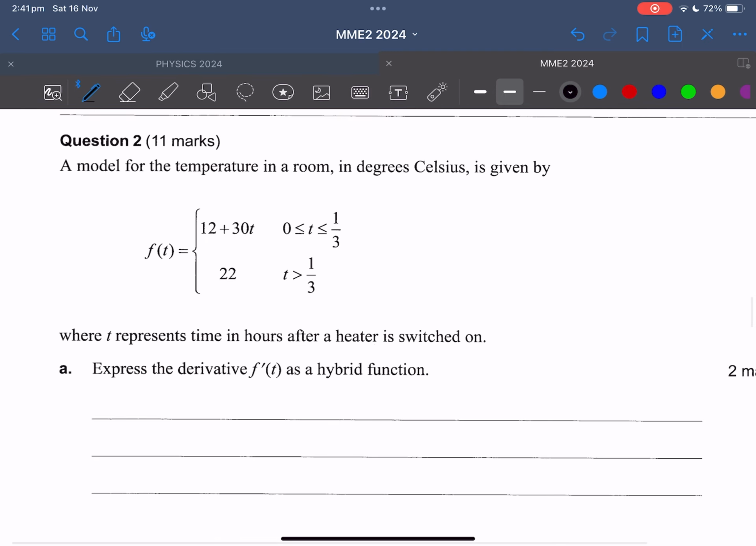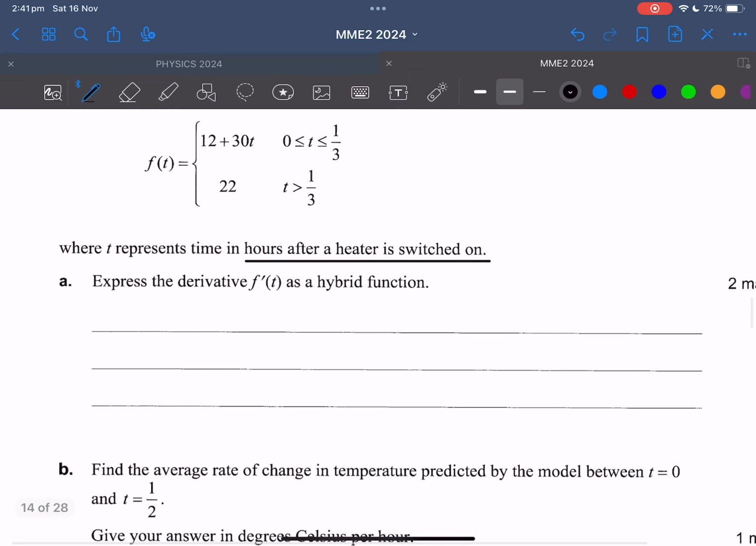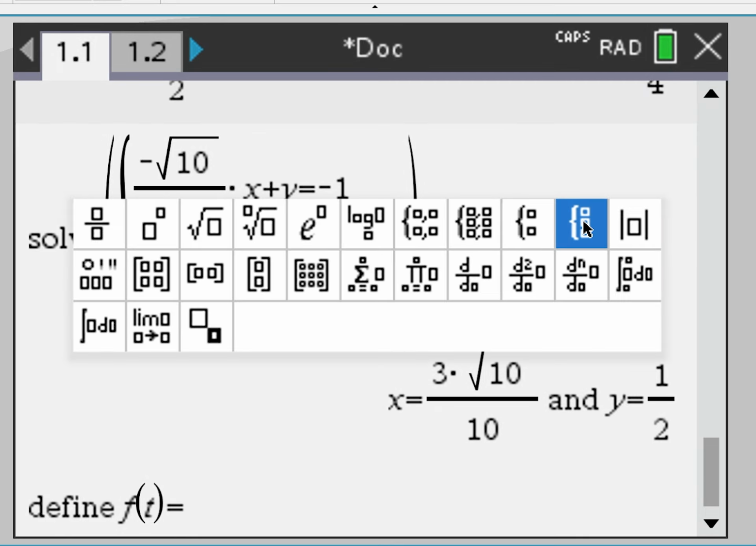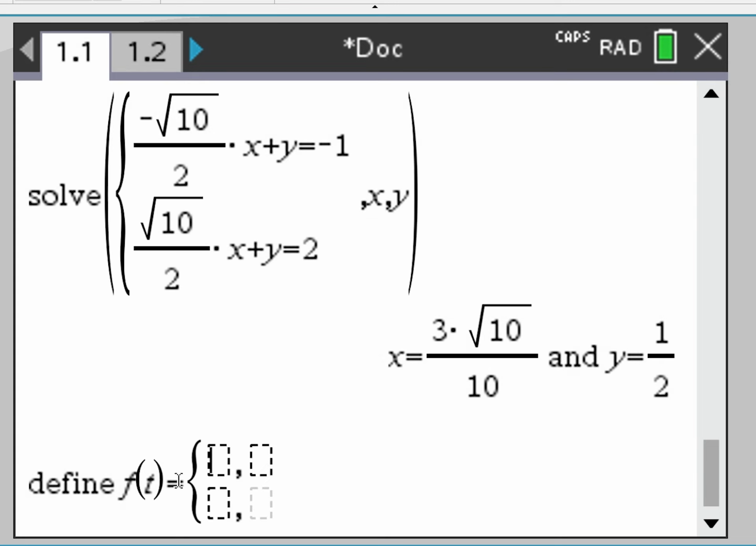Question 2. A model for the temperature in a room in degrees Celsius is given by this, where t represents time in hours after the heater is switched on. Express the derivative as a hybrid function. So we'll define f. Define f of t equals, go here and we use this one. No, sorry, this one. There we go.